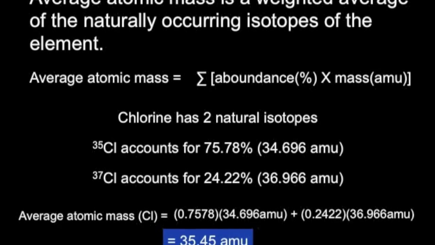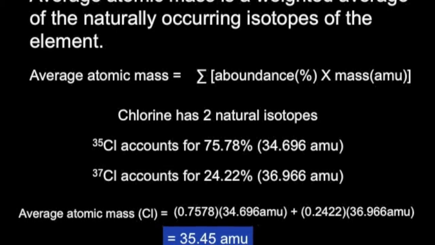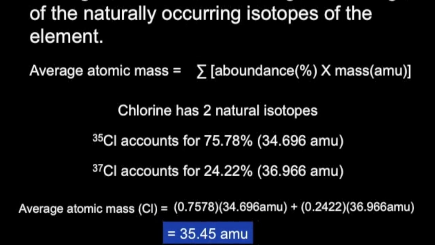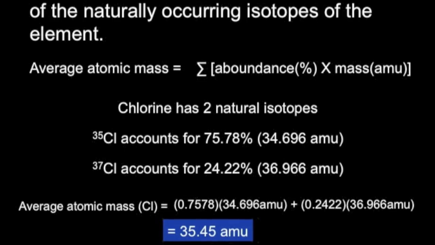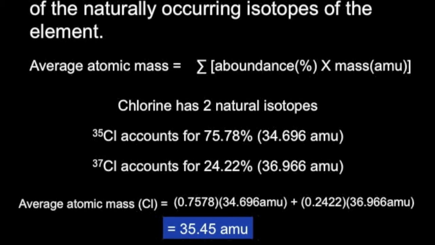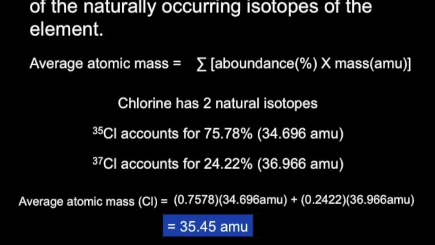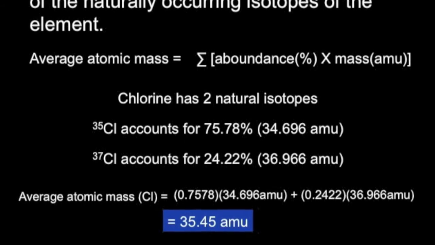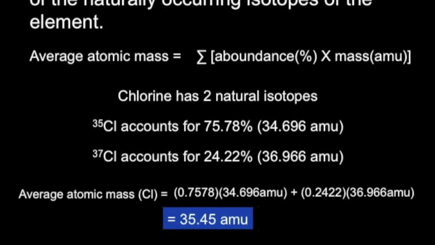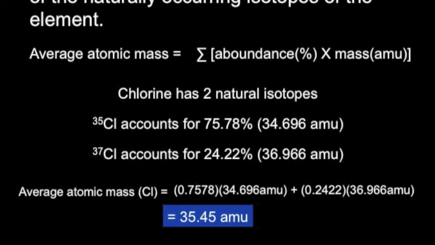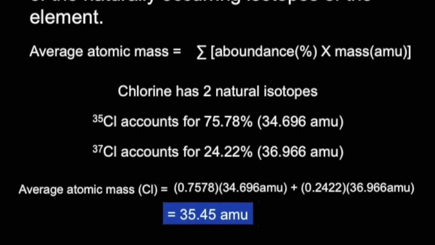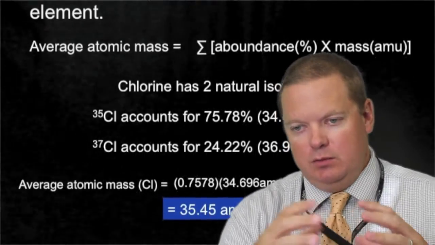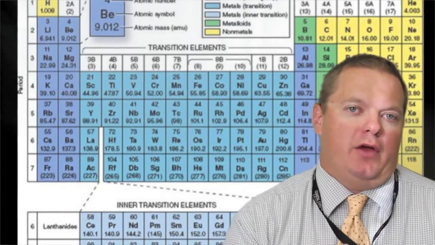36.966. So if we weight that average, we're going to take the abundance times the mass, and add those together. So for chlorine, we take the 0.7578 times the mass of that chlorine-35, 34.696 AMUs, and add that to the 0.2422 times the 36.966 AMUs to give us a weighted average of 35.45, which is the number we see appearing on the periodic table.